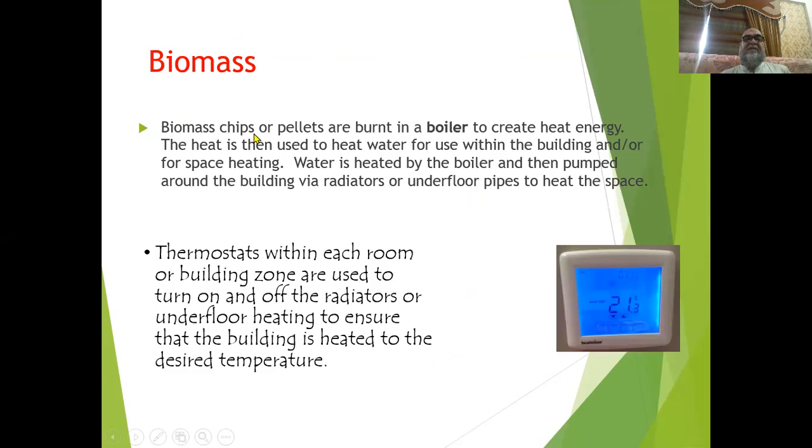Now, the biomass chips or pellets are burnt in a boiler to create heat energy. The heat is then used to heat water for use within the building or for space heating. Water is heated by the boiler and then pumped around the building via radiators or underfloor pipes to heat the space. Thermostats within each room are used to turn on and off the radiators or underfloor heating to ensure that the building is heated to the desired temperature.